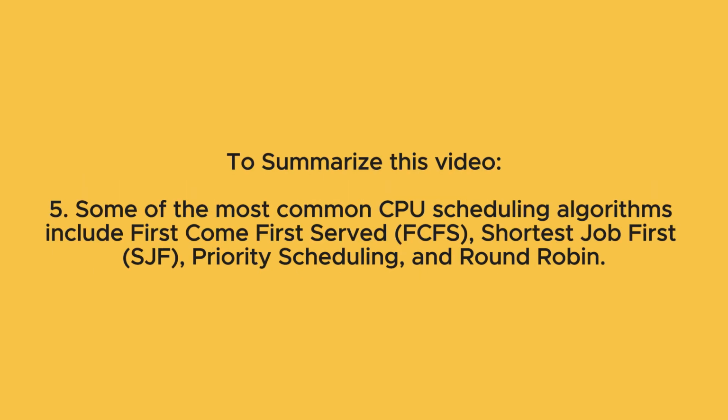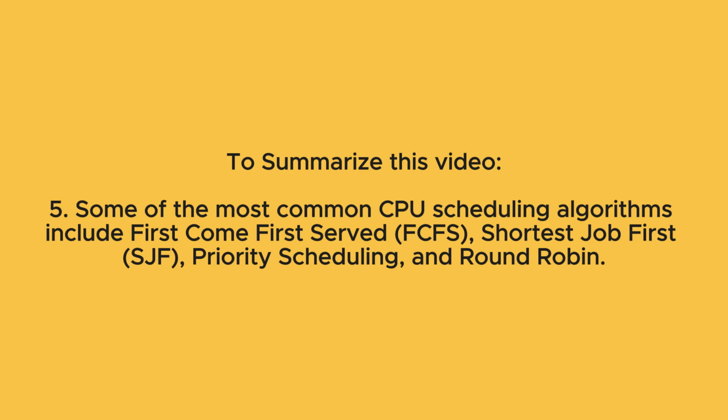We also talked about some of the most common CPU scheduling algorithms, including first come first serve, which processes in the order in which they arrive. Then we talked about shortest job first, which schedules the process with the shortest estimated burst time. Then we talked about priority scheduling, which schedules processes based on their priority. Processes with higher priority are scheduled first. Processes may be given a priority based on criteria.